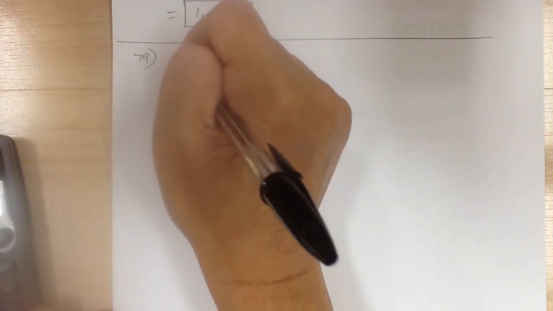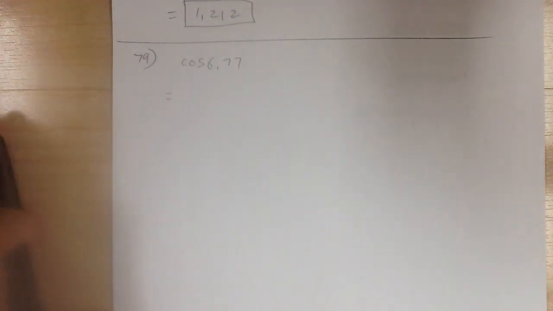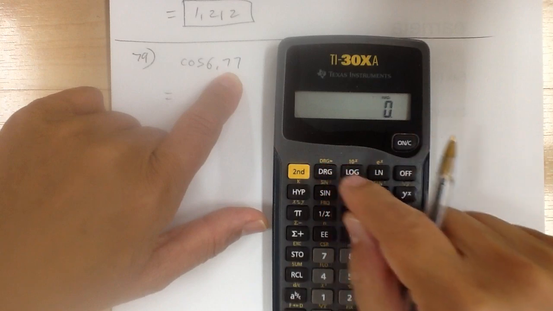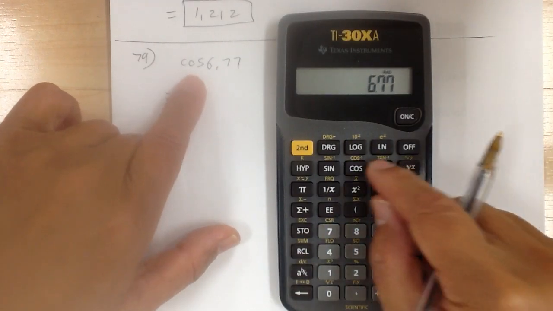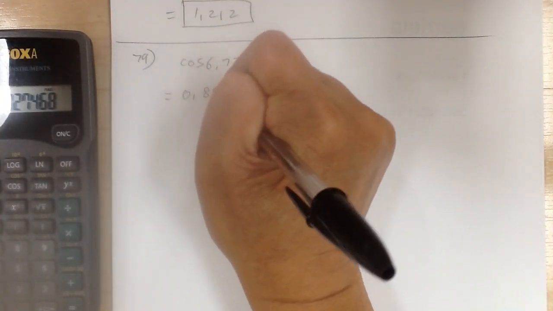Okay, 79. Cosine of 6.77. So this is radian mode, so make sure you put it in radian mode. So you go 6.77, cosine of that. So you get 0.8838.